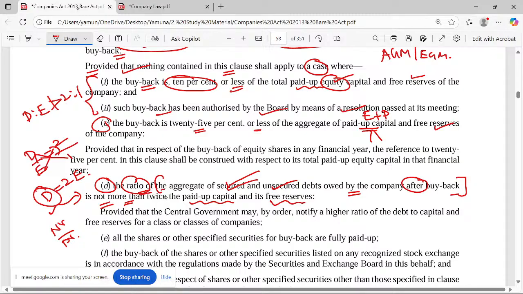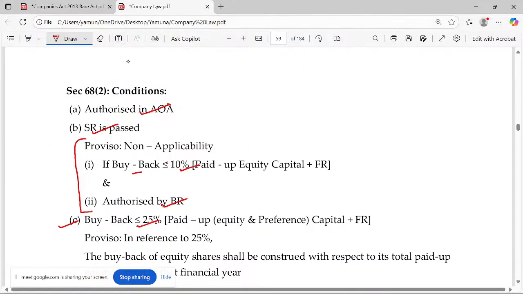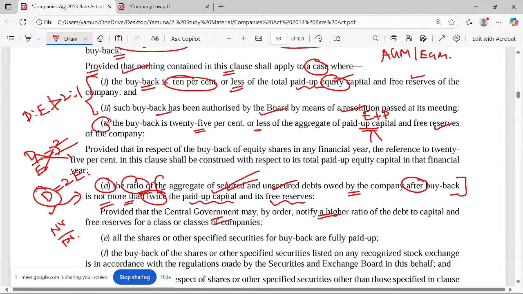Okay. Is not more than twice the paid up capital and free reserve. Please make a note here, paid up capital is equity and preference. Okay. Provided the central government may notify a higher ratio. Hope it is okay now. Usually at first glance you need not understand. Now go through it from this angle. Now you read this provision once again. This is available in your material. If you want to compare with the Bar Act, you can compare.